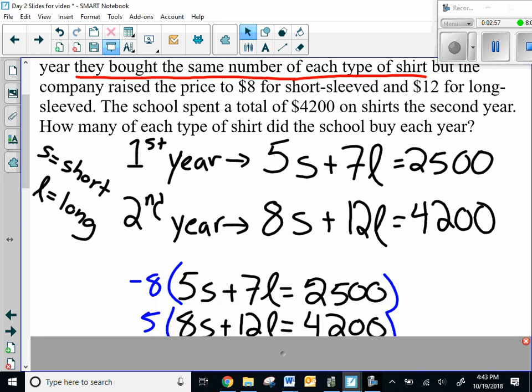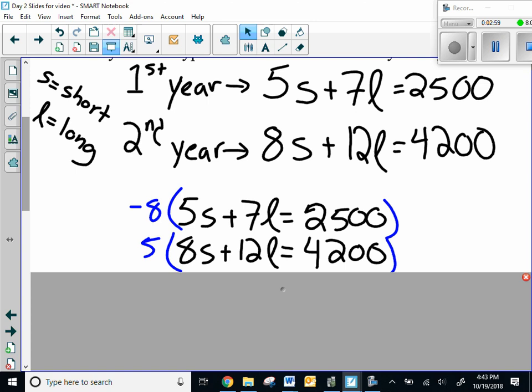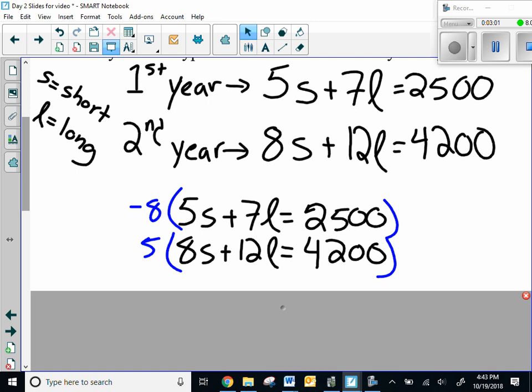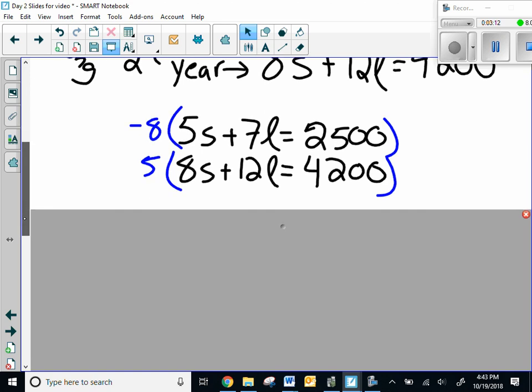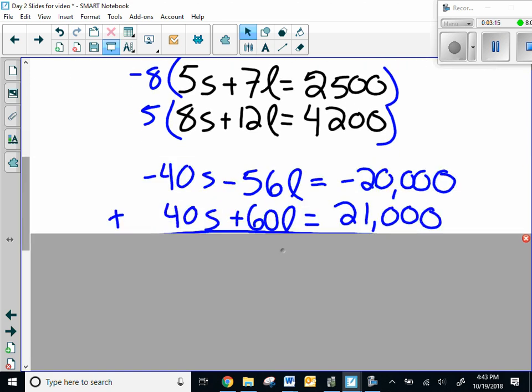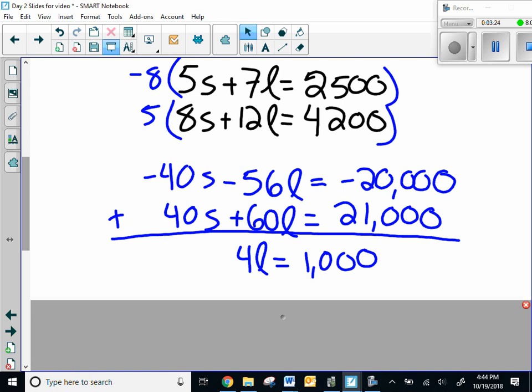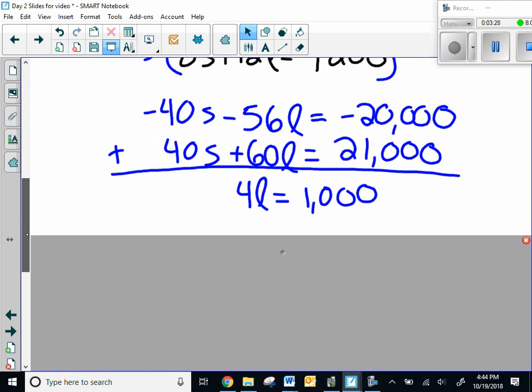So start with the two equations, remember, multiplied by those leading coefficients, making sure we switch one of the signs. So I made it -8 instead of +8 for that first equation. Again, remember, if you have -5, +8, you'll get the same final answer. Your work will just look a little bit different. So when I multiplied those out, I got these two equations. Notice the 40s and the -40s, right? They're opposites. So when we add them up, those s's will eliminate. And we'll have 4L equals 1,000. We just solve that to figure out L.